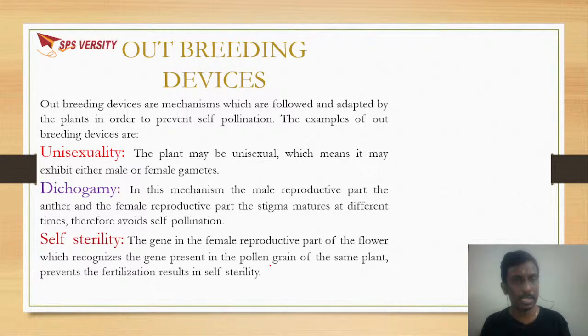Here we'll discuss one by one the aspects, starting with unisexuality. Unisexuality means there will be either male flowers or female flowers. So there is no bisexual flower. Obviously, here there is no chance of autogamy. Only either geitonogamy or xenogamy.